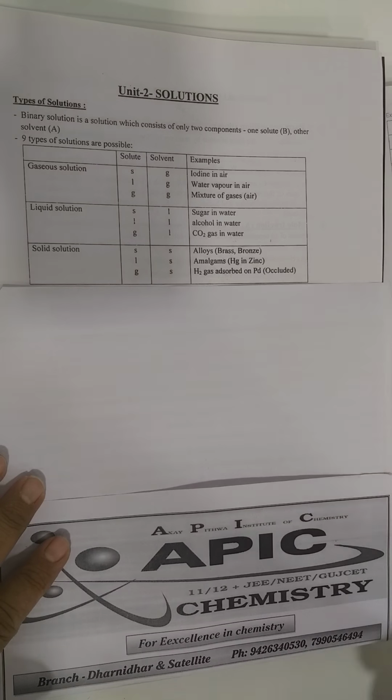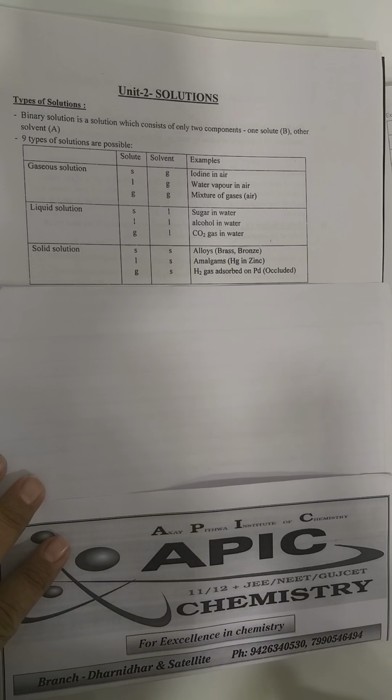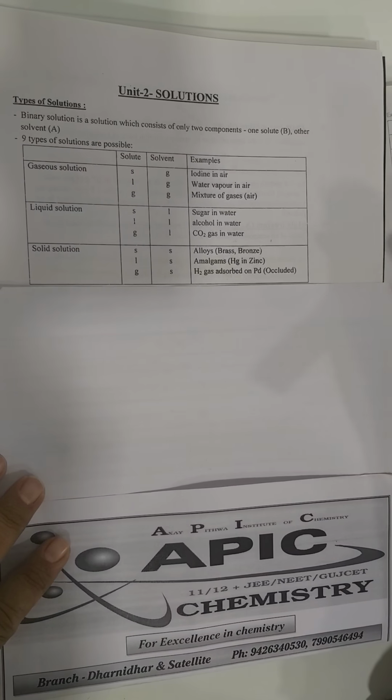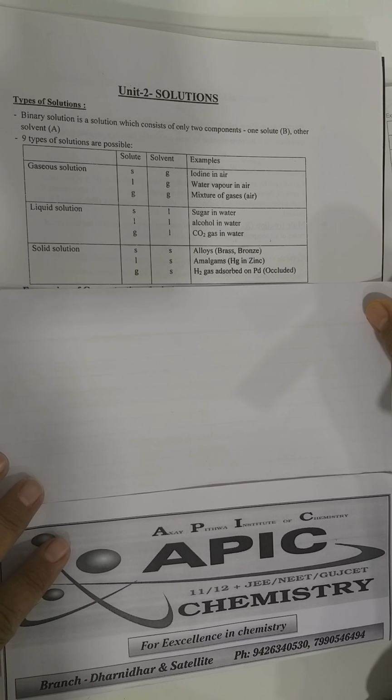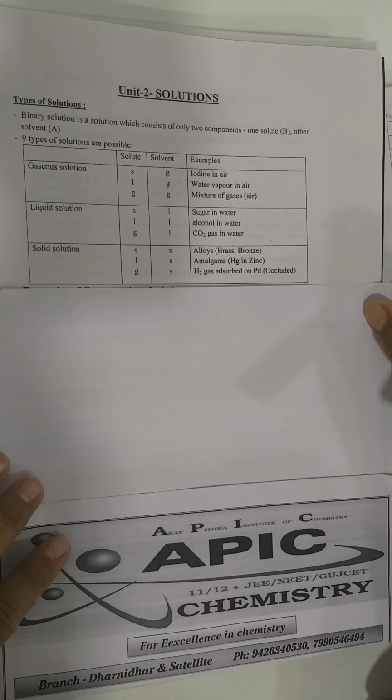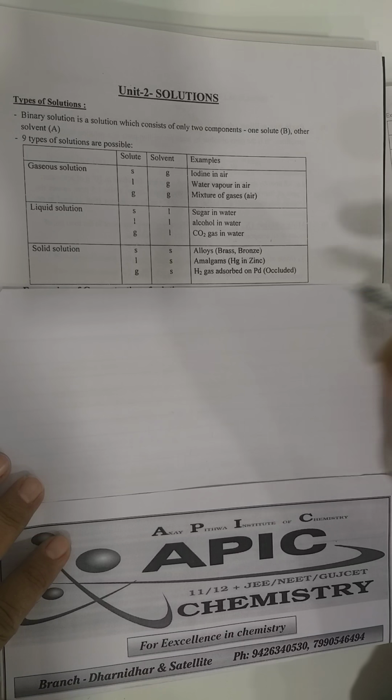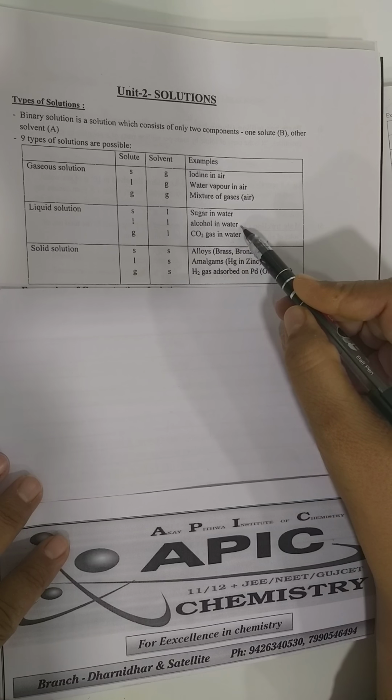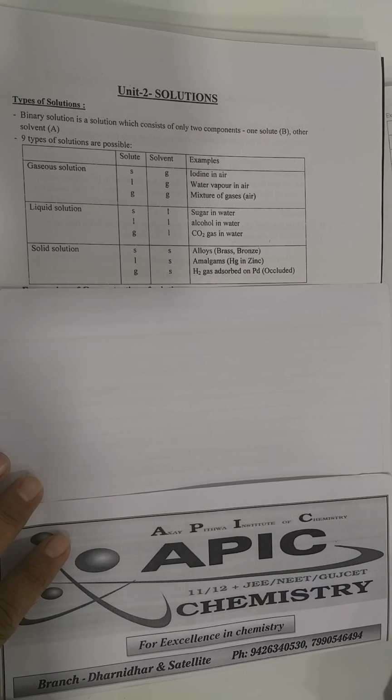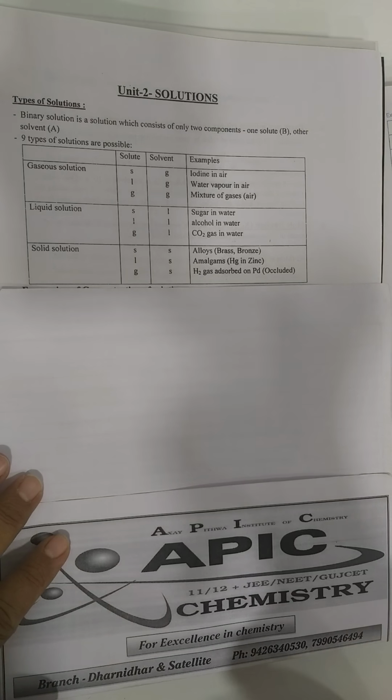Okay, so now let's go ahead to the concentration terms. This we have already studied in 11th class also. When I talked about 65% alcohol, 65% is a concentration. So in the next video, we will discuss the different concentration terms. So let's go for the second video.